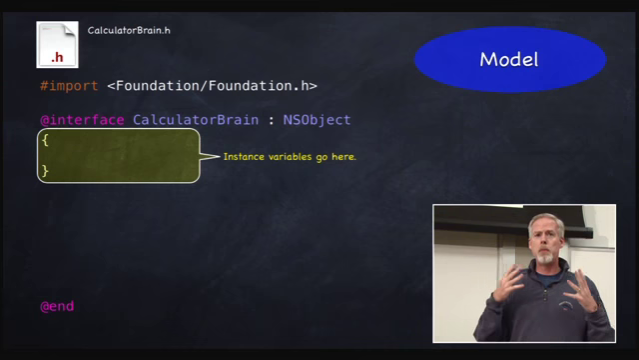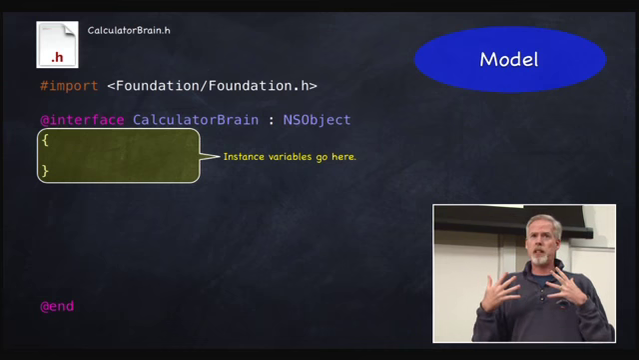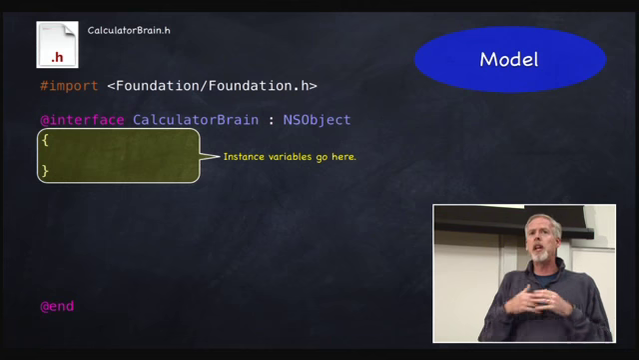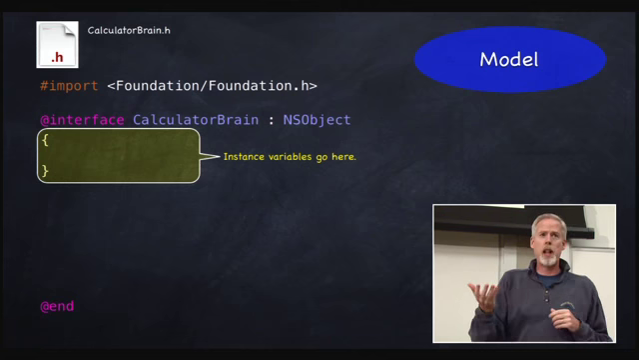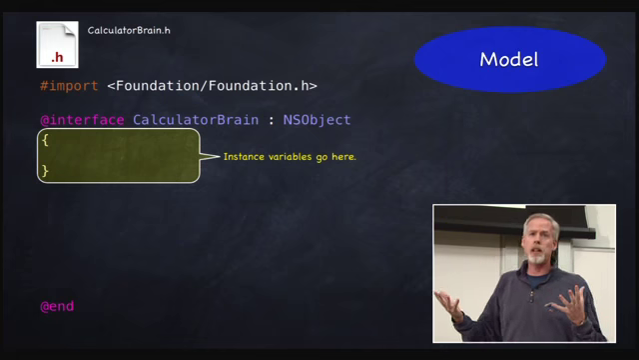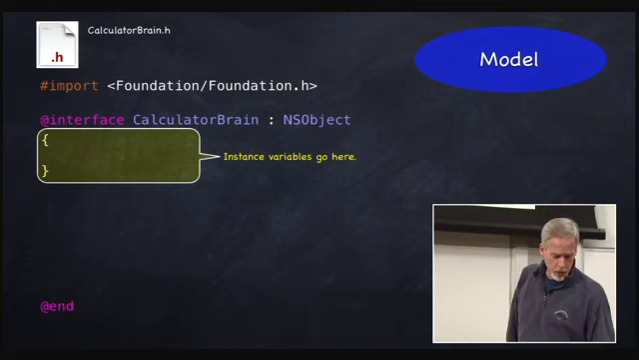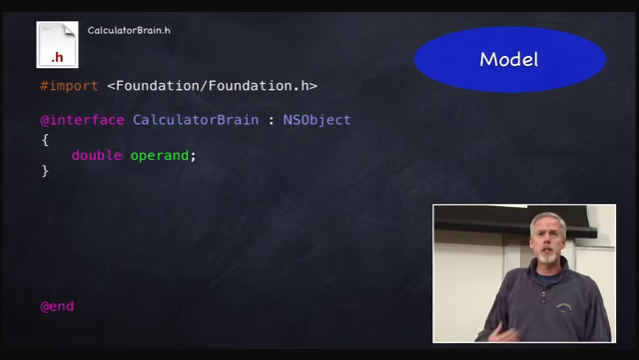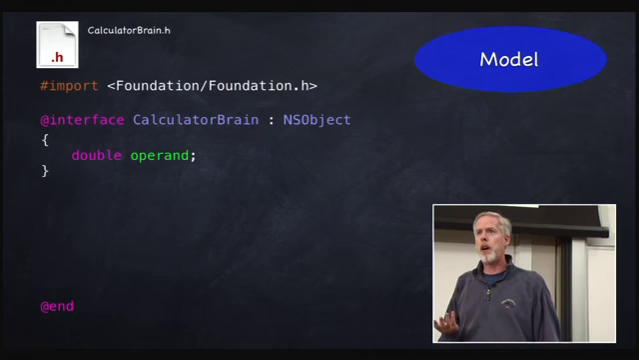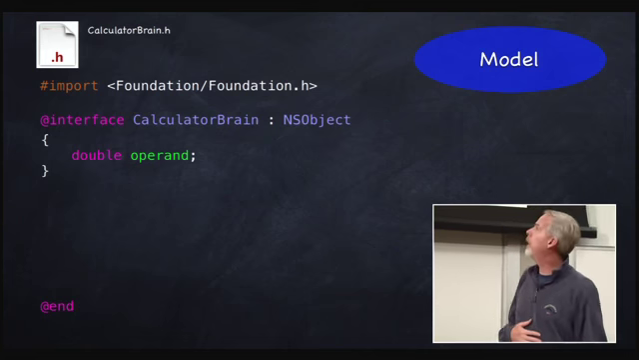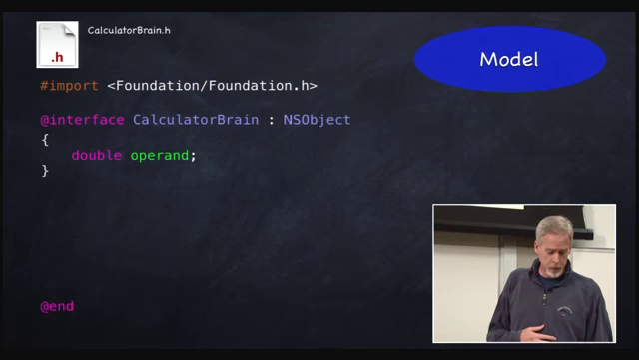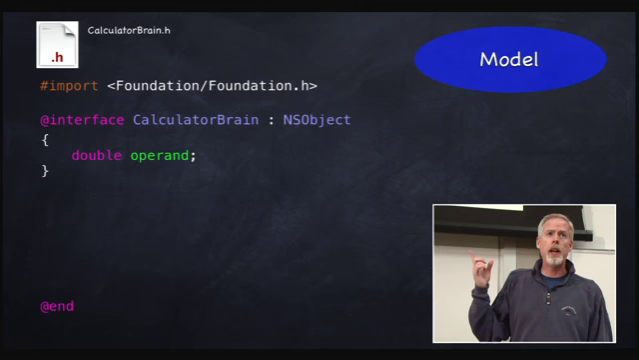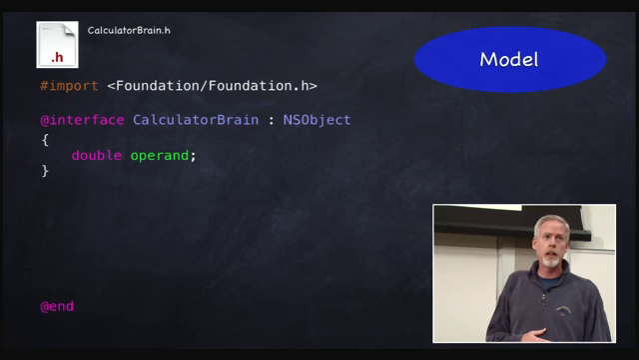By default, most instance variables are protected. Okay, they're essentially private. Whoever's using your class can call your public methods, but they can't access your instance variables. So our CalculatorBrain only has one instance variable, which is its internal operand, or at least it's going to start out that way with only this one instance variable. Notice it's a double, okay, double precision calculator.